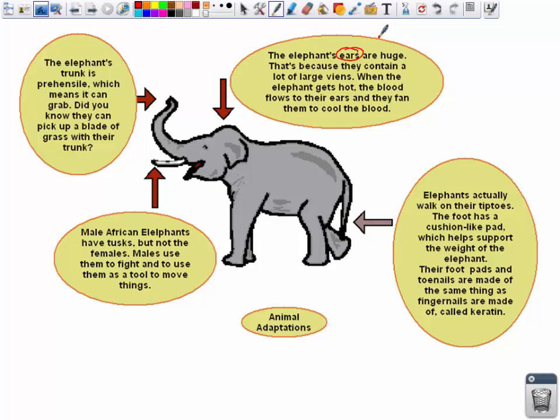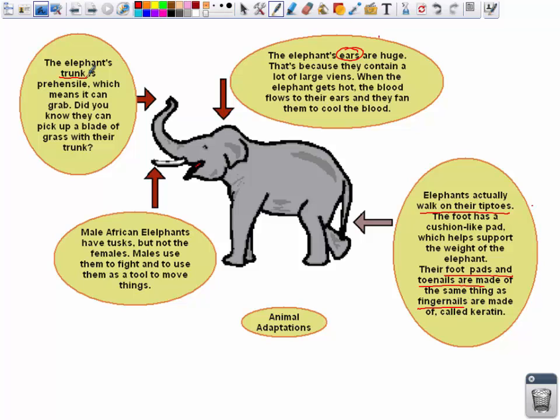and that's an adaptation to the climate. They also walk on their tiptoes because of the sheer weight to hold the animal up. Their foot pads and toenails are made of the same material as fingernails, so it's like a soft cushion, so it helps support the weight. That's a physical adaptation.